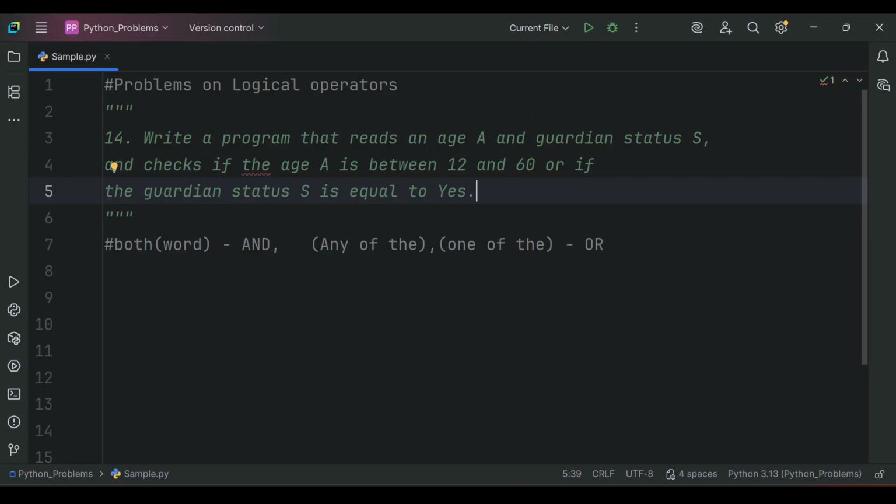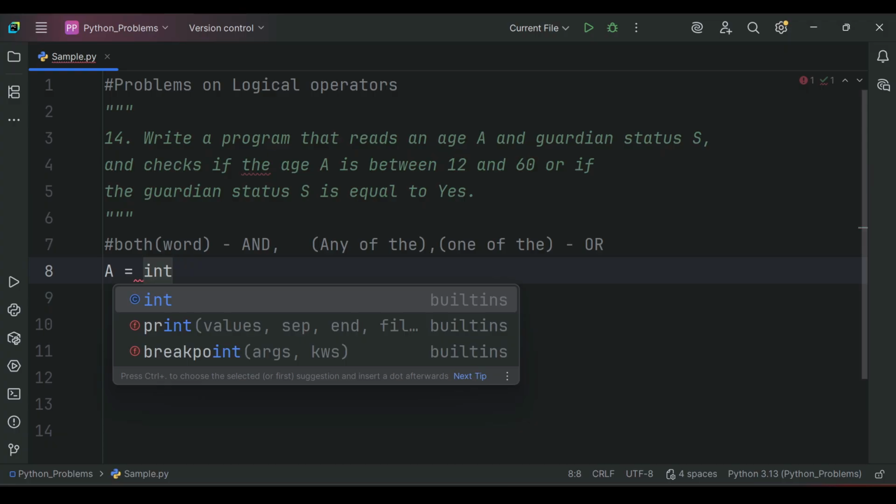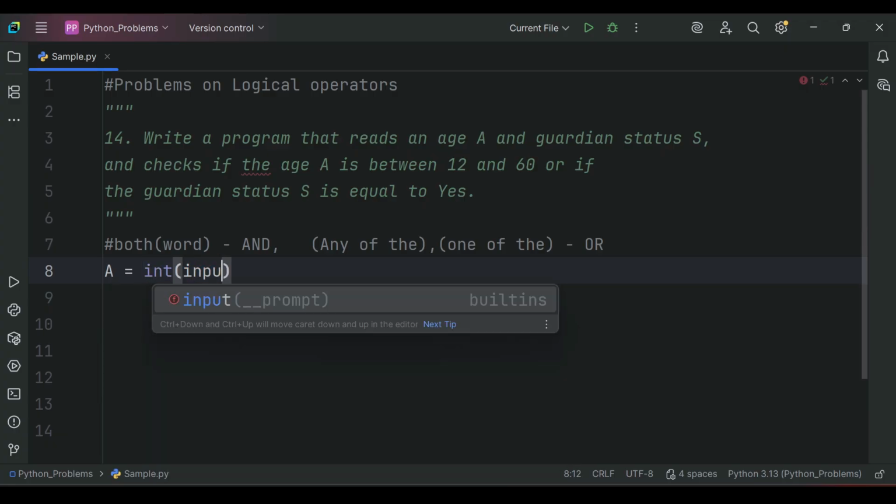See friends, here the first thing: what are the inputs? A guardian age. Here I am simply mentioning age, A is equal to input int. Age is always an integer, right? That's why input int.